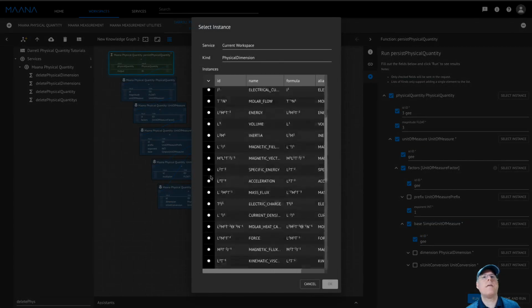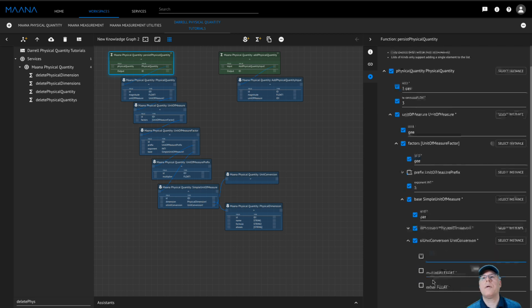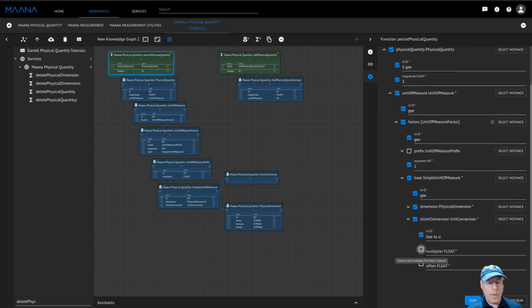If we look here, there it is. We'll pick it from the drop down. And we have to give it an SI unit conversion. So I happen to know that 1g is 9.8 meters per second squared, which is the standard SI unit for acceleration, meters per second squared, and no offset. The offset you really would only use when you have a temperature or perhaps a gauge pressure where the 0 on that scale is different than the 0 on the SI scale.